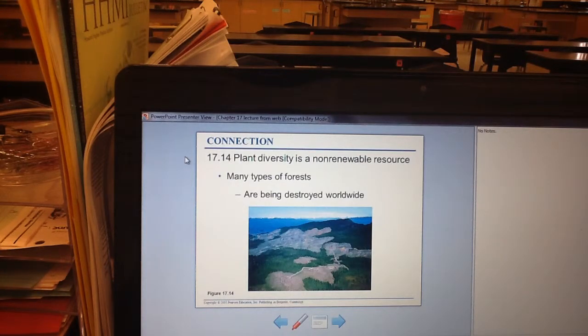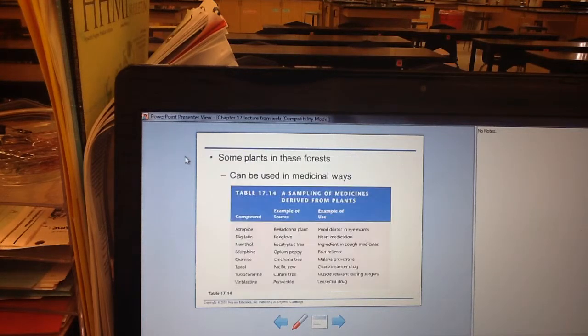Now, one of the big things that we need to recognize is the connection between angiosperms and the environment, because plants are a non-renewable resource. So many of our forests are being destroyed worldwide for farming or for agriculture or to make room for more cities and more people. But in doing that, we're killing the exact crops that we need to sustain us. So it's something to think about.